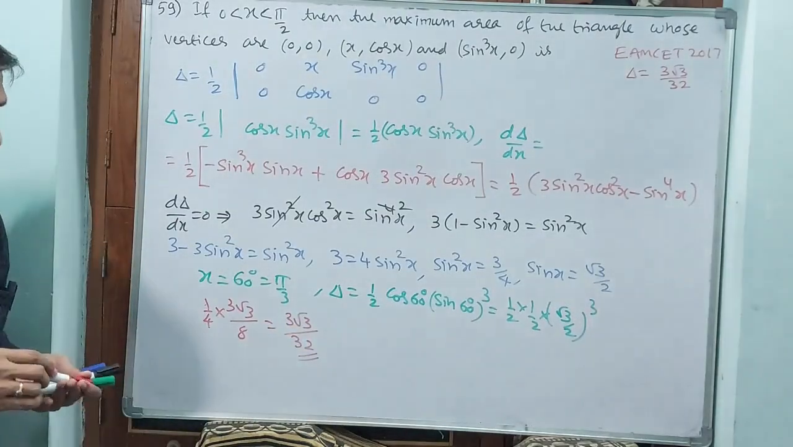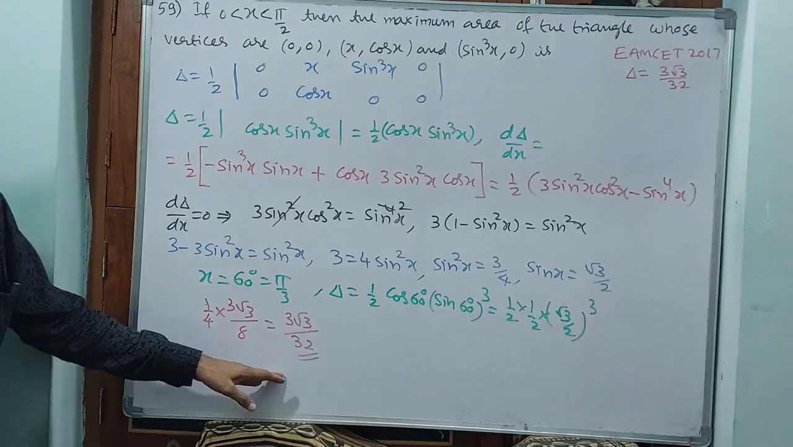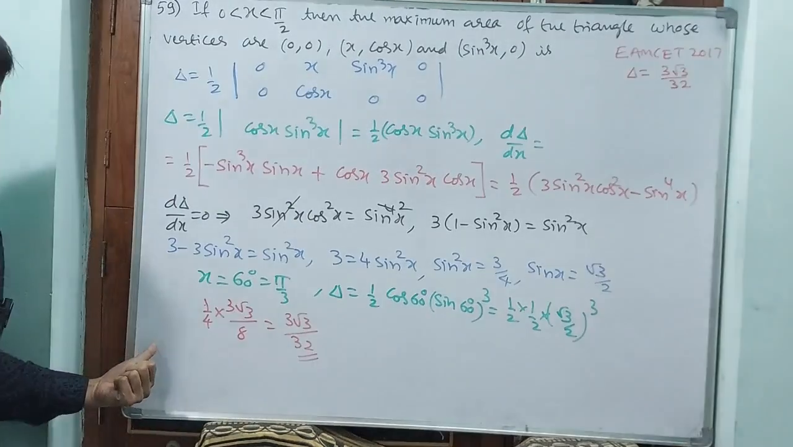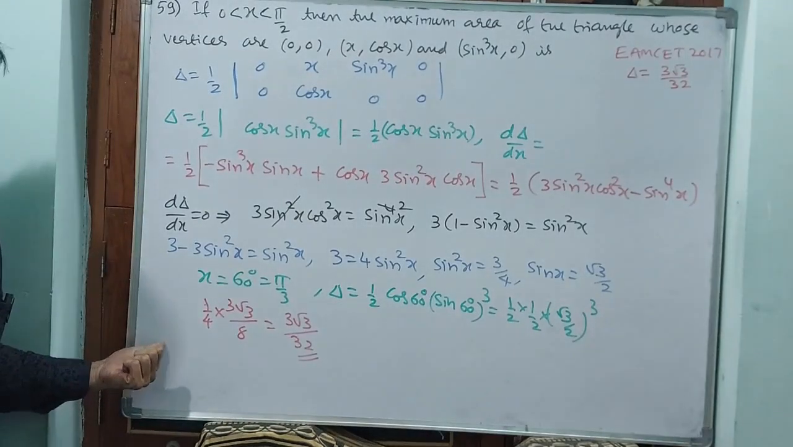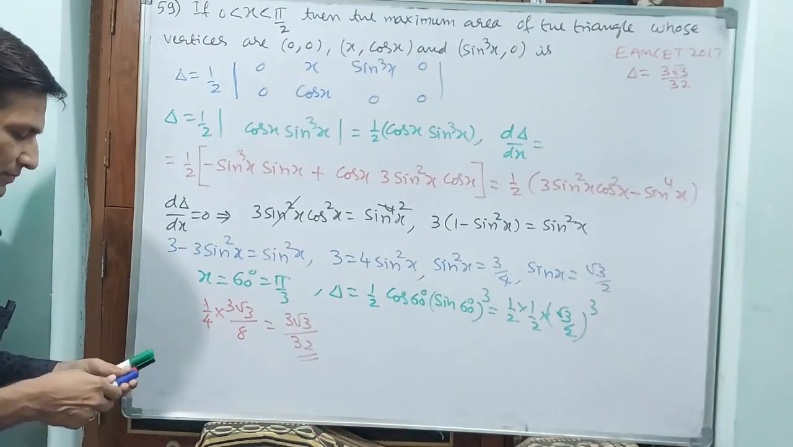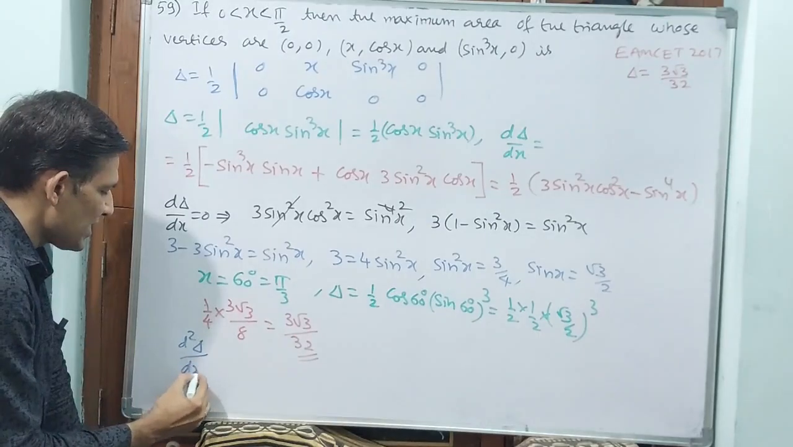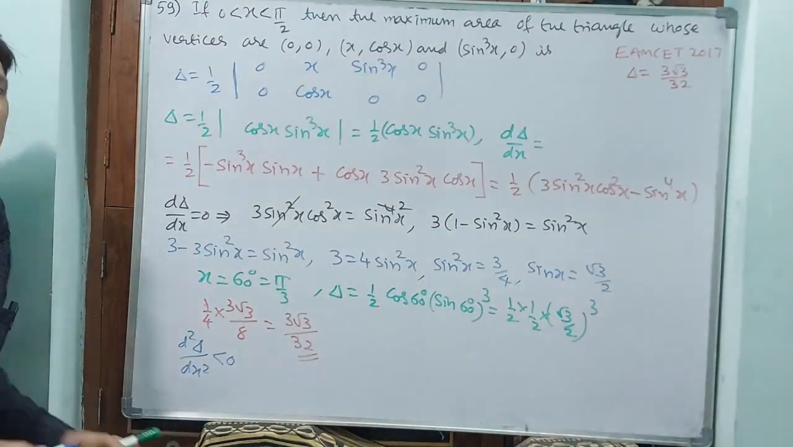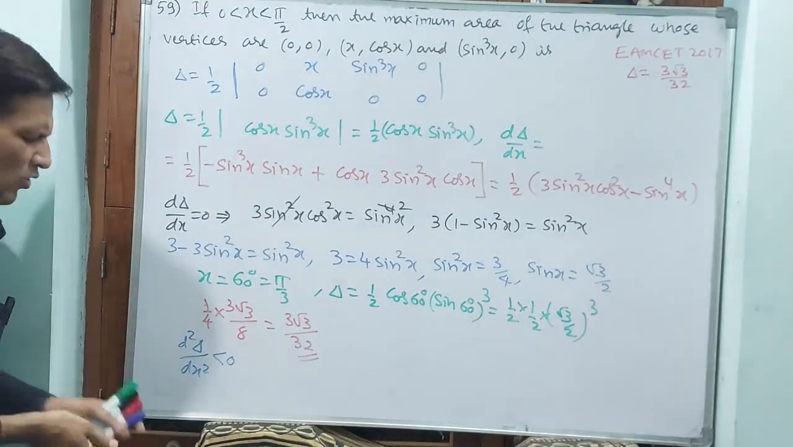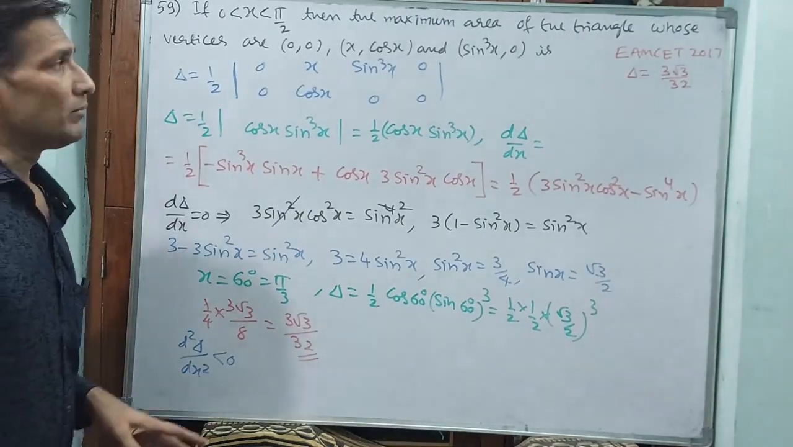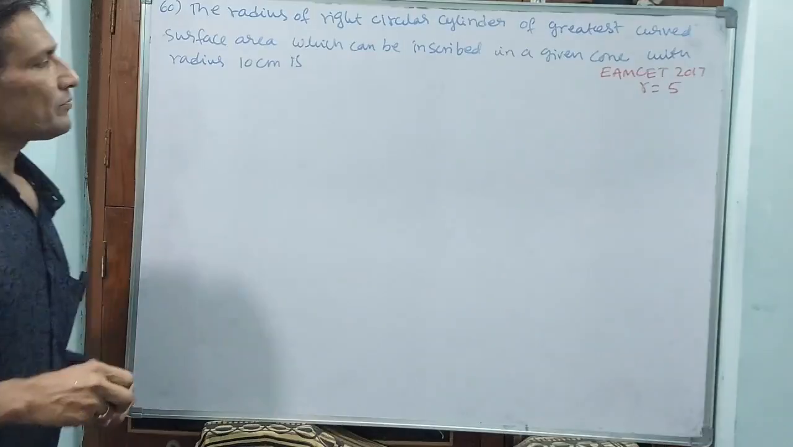Now how can we know that this is maximum area? Double derivative test we have not done. Double derivative test should come. Maximum means d square delta by dx square should be less than 0. If you want you can do it, or else you avoid it, it is not required. Anyway it will come. Okay, let us go for the next question.